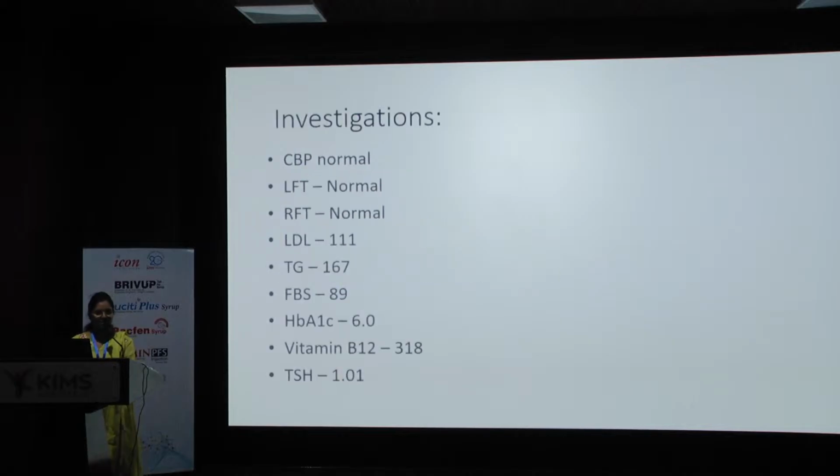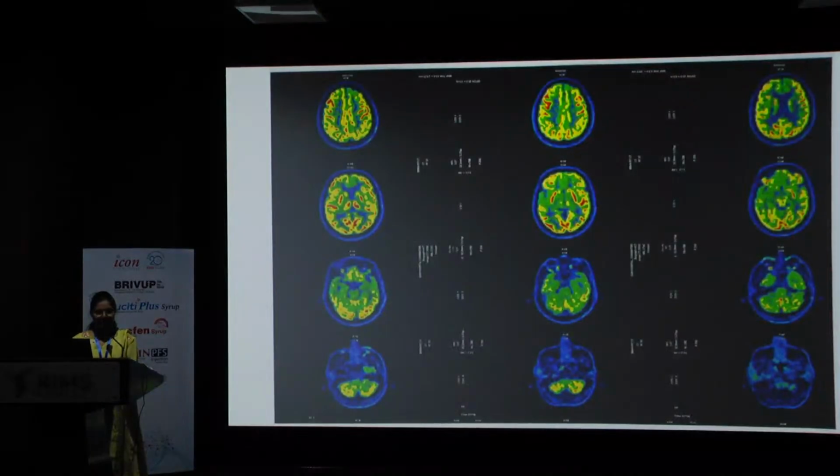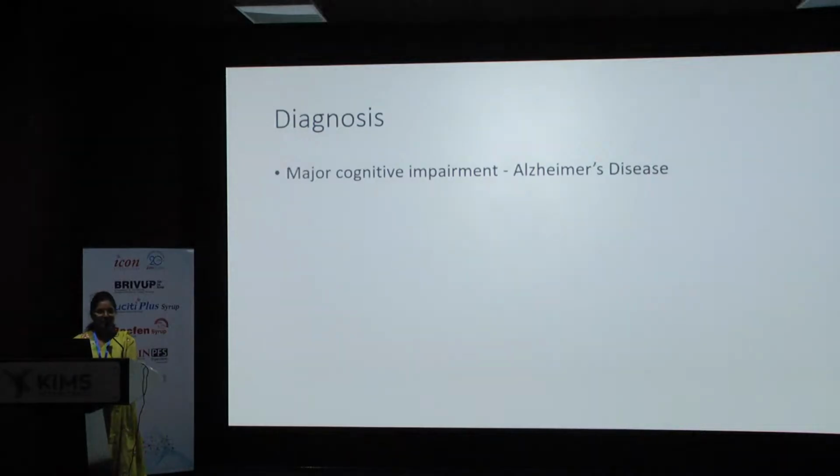Coming to the investigations, routine blood tests, CBP, RFT, LDL, everything was normal. Vitamin B12 was 318 and TSH is normal. CT brain showed symmetric frontoparietal atrophy. PET-CT brain showed reduced FDG uptake in bilateral prefrontal, frontal, cingulate, bilateral basal ganglia and temporal lobes. This is the PET-CT image. Finally, we thought it is cognitive impairment secondary to AD pathology.